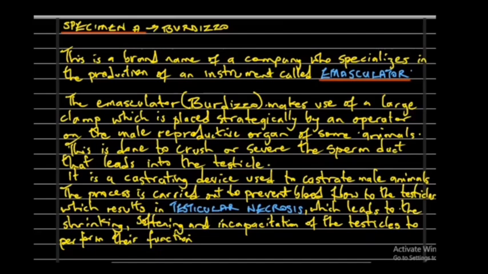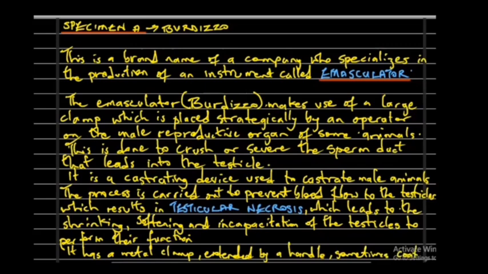Now, description of this particular instrument, like I said earlier on, it has a metal clamp which is extended by a metal handle which is sometimes coated with rubber. Yes, that is how it is being described. So that is what the Burdizzo is.